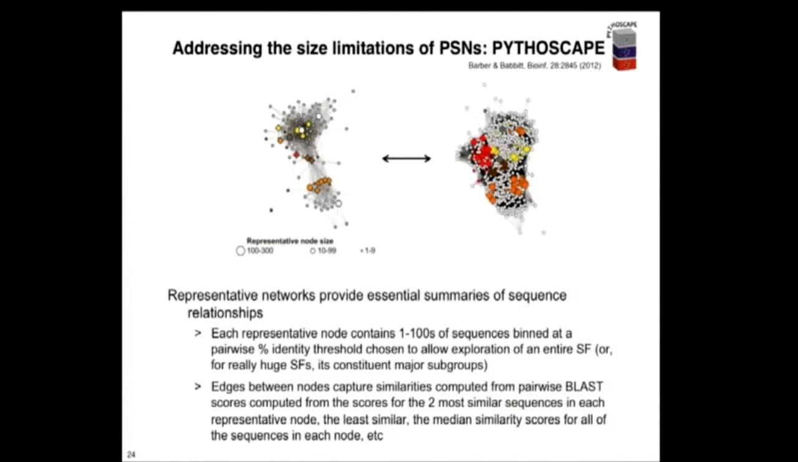There are plugins to manage different kinds of networks, to choose what we're going to use as the similarity metric. We can do structure-based networks. We're working on other kinds of networks. We're interested in ligand-based networks, for example. This is done outside of Cytoscape. It's just a way for us to manage the information on a large scale and then generate those networks so that we can move ahead with working with them in Cytoscape.